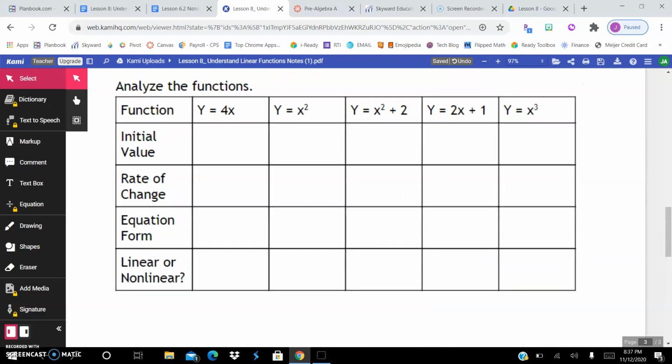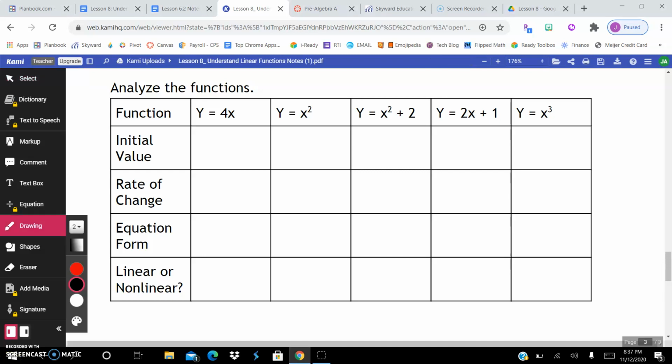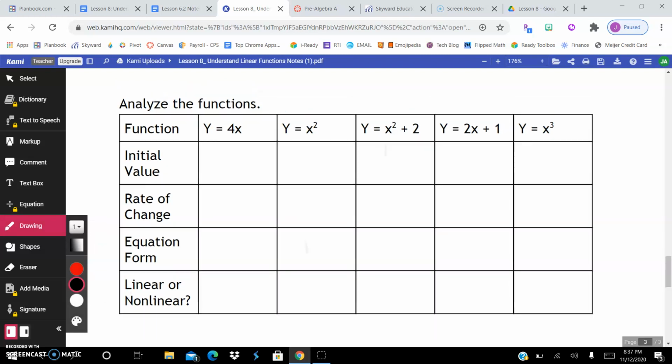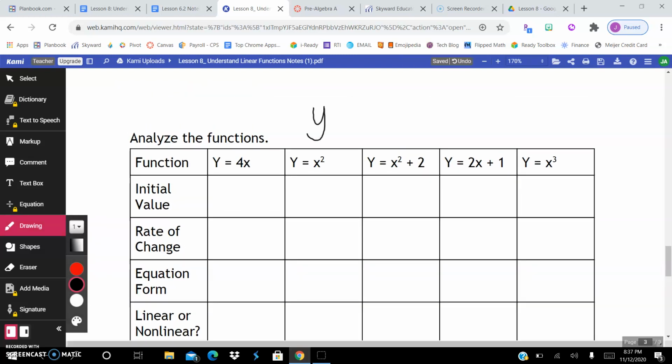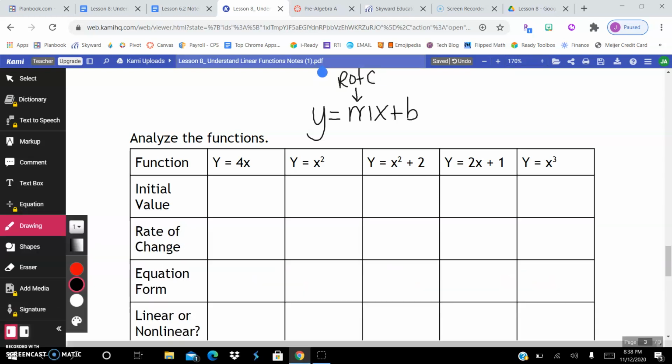All right, and then last, we're going to take a look at these graphs here, or these equations. For each function, the first thing that we have to look for is its initial value. So if you remember, we're looking at the form y equals mx plus b, and m is the rate of change, and b is our initial value.